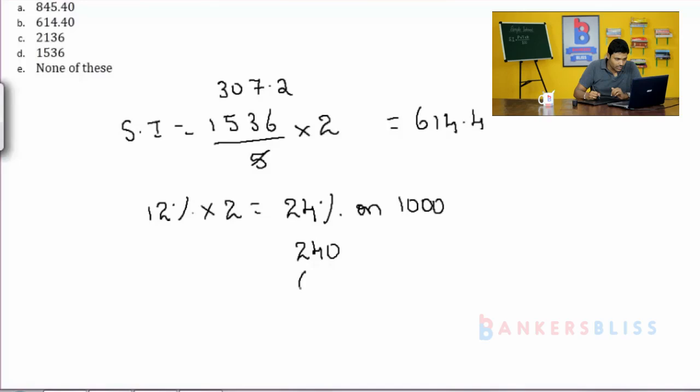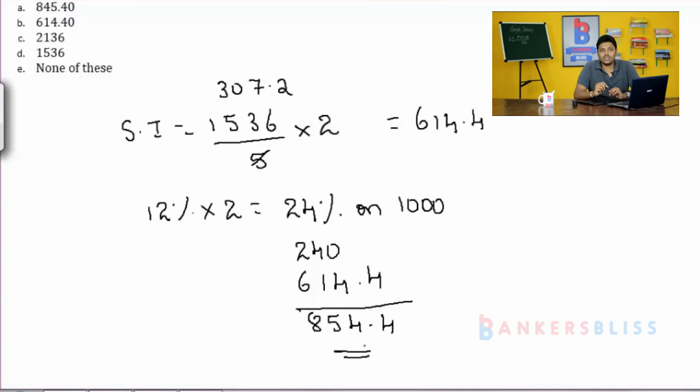So altogether you are going to get 854.4 as your simple interest. So no need to calculate the principal amount, directly you can solve. So here you can save almost 50 to 60% of the time. If you calculate the principal amount, simply you are going to waste time.